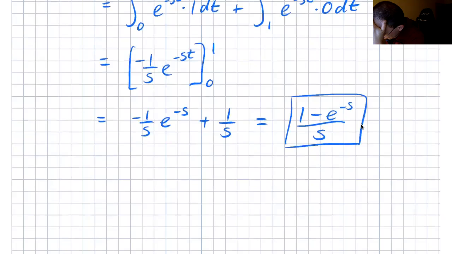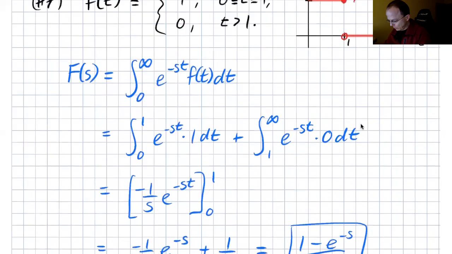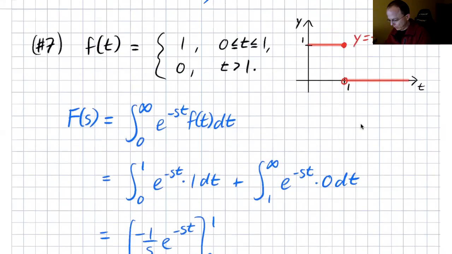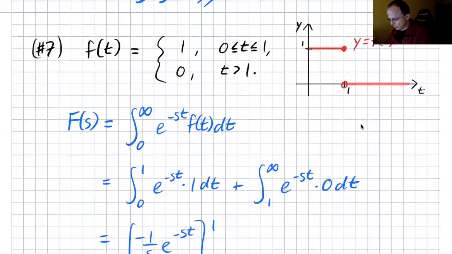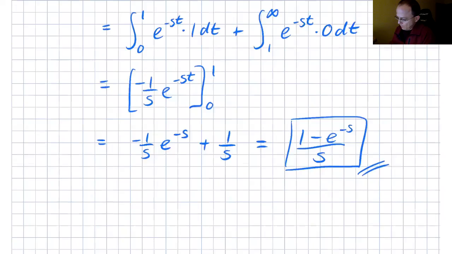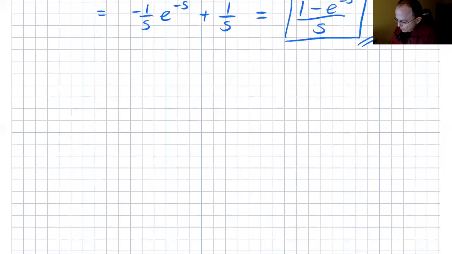Now we'll learn later on how we can use the table of Laplace transforms in order to write down the Laplace transform for functions like this. So there is a term in this table of Laplace transforms. It's this function called the unit step function.